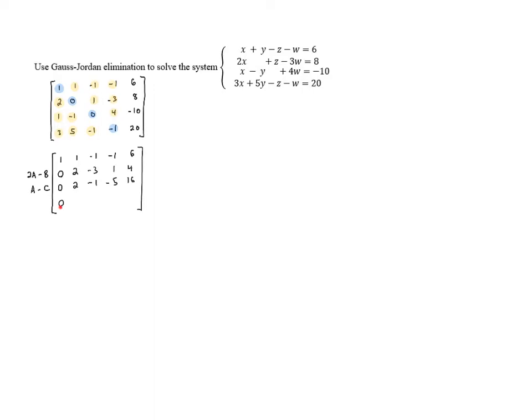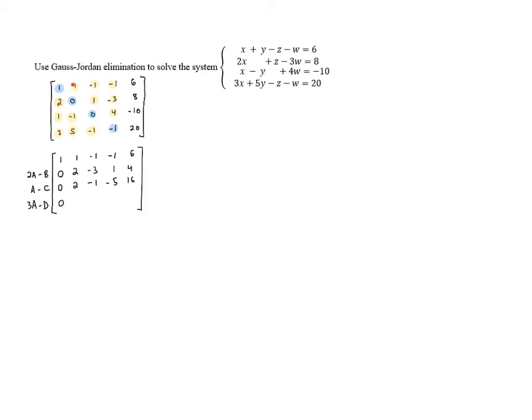Then lastly, we need to get a 0 in the very bottom. To do that, we can take 3 times row A, that's 3 times 1, which is 3, and then subtract row D from that. 3 minus 3 gives us the 0 that we need. So we've got 3A minus D. Let's look at what that gives us in the other columns.